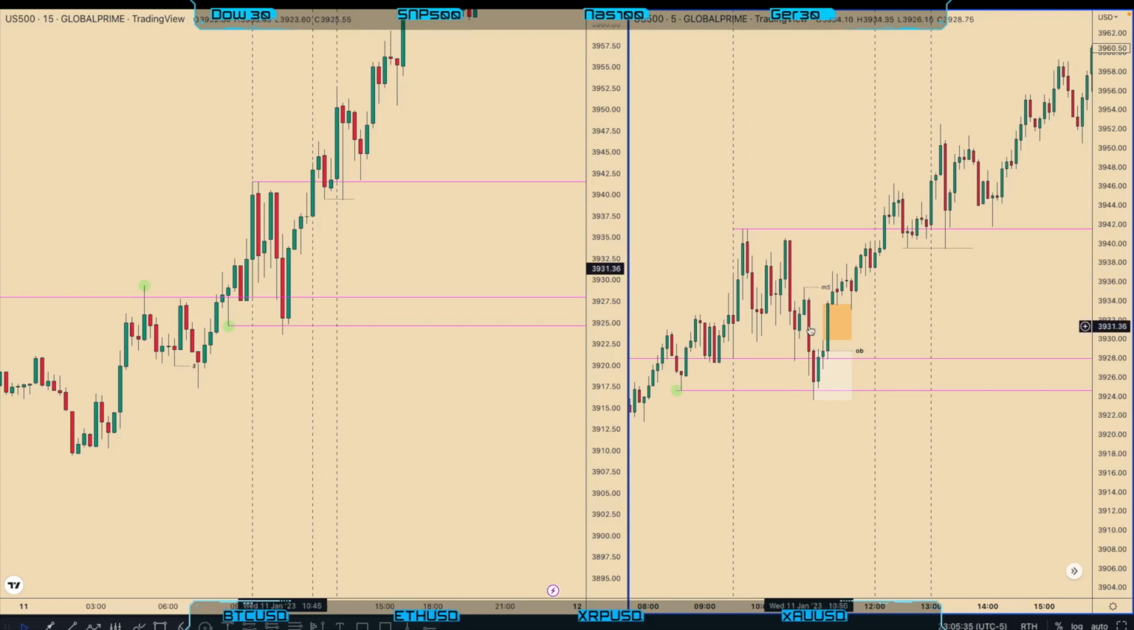As we can see, price pushes to the downside. This is that sweep of M15 liquidity that we can see here.